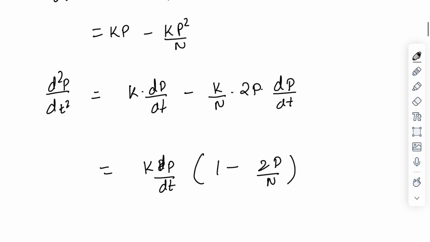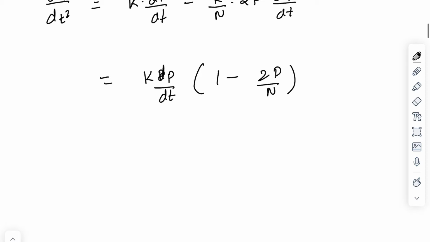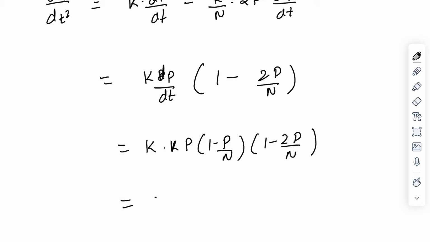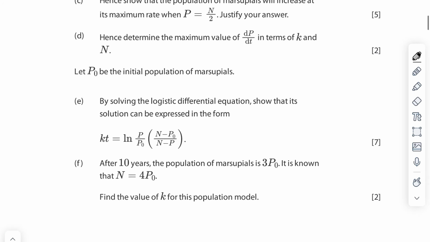But again, dp upon dt. What is dp upon dt? dp upon dt itself is k times p times 1 minus p upon n. So it becomes k squared p times 1 minus p upon n times 1 minus 2p upon n. This is the second derivative.